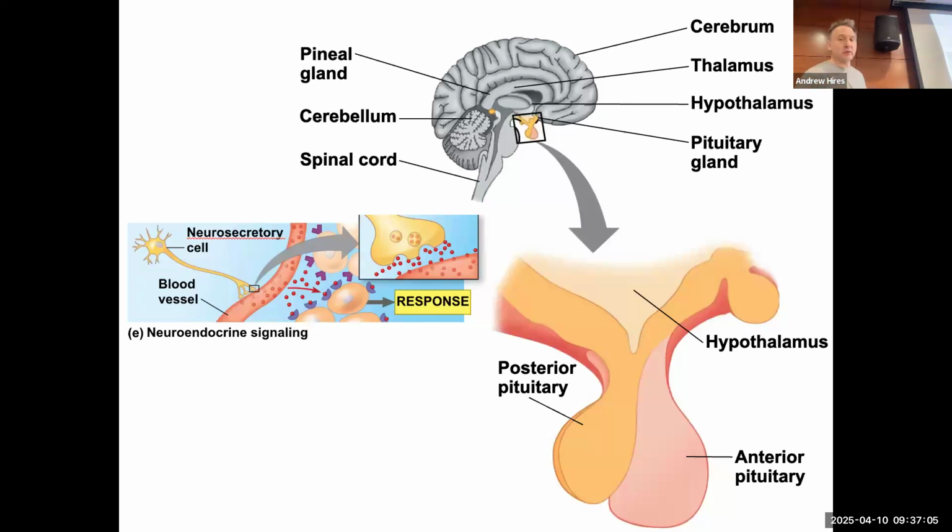Okay, and how does that process work? If we have a neurosecretory cell here in the hypothalamus, it is going to produce one of these hormones. It's going to come down an axon and release into blood vessels, and then those hormones will travel through the body and land on receptors and drive a response. In the case of the anterior pituitary, there's going to be a very short, very specialized path between the hypothalamus and the anterior pituitary.